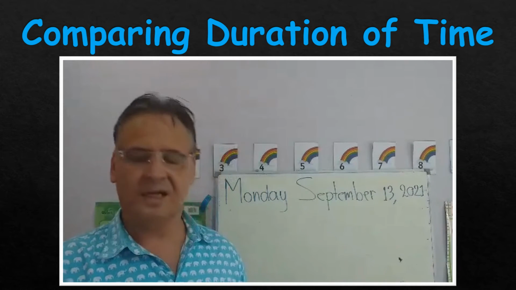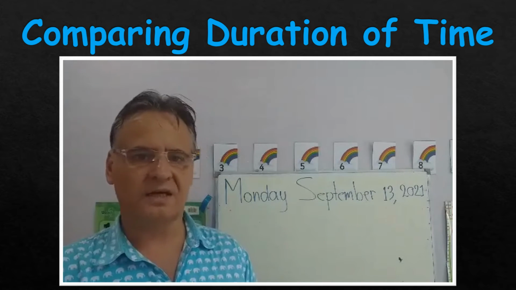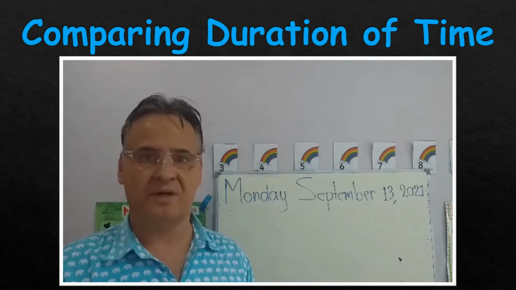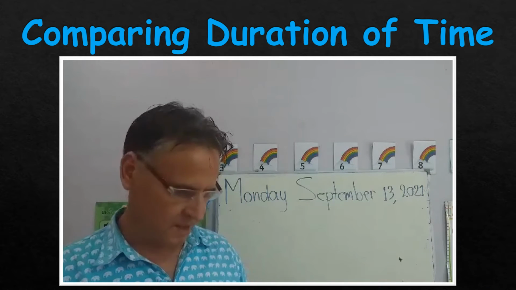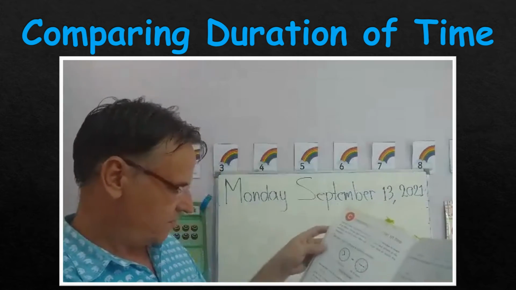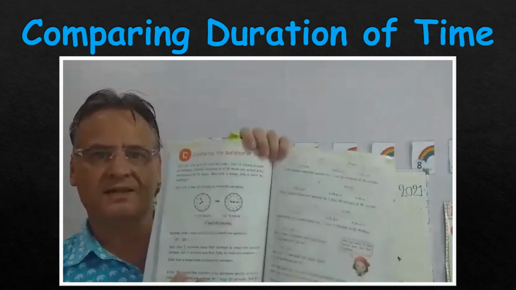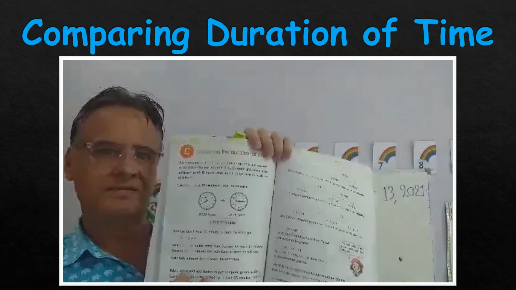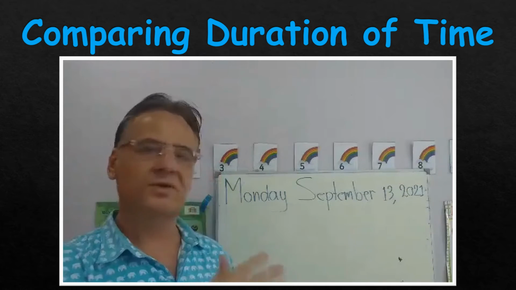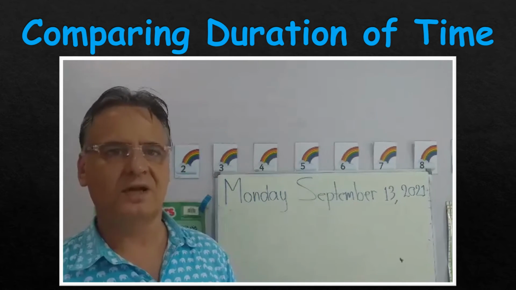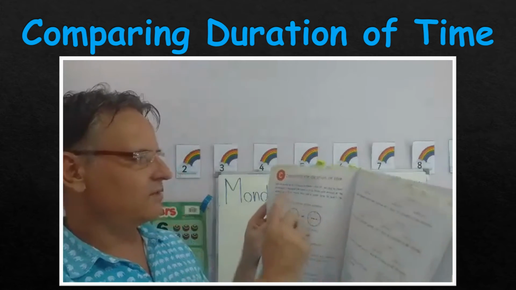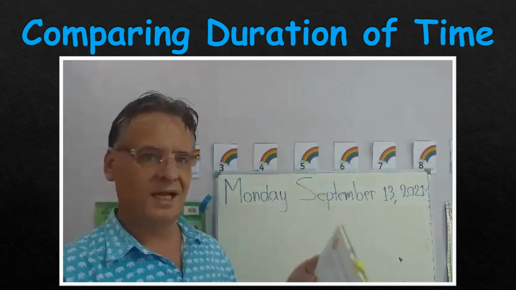Okay, let's have a look at our lesson for today. It's all about time and duration of time and comparing duration of time. We will need our math book, and please go to page 128. Okay, so we'll have a closer look at page 128, then I will do some explaining, and then we're gonna look at one more example. Okay, so page 128, we start at the top. Let's go.